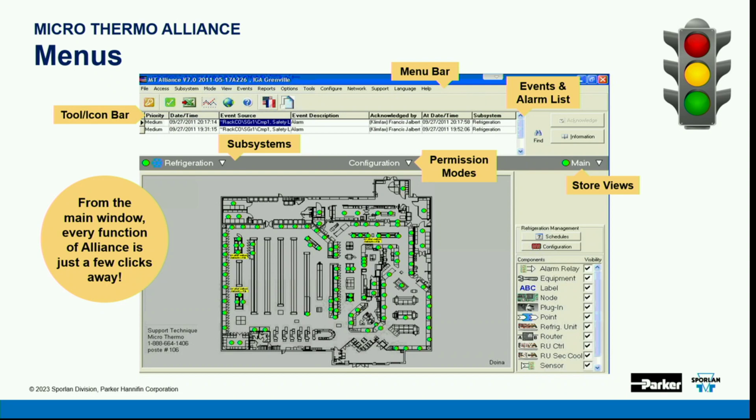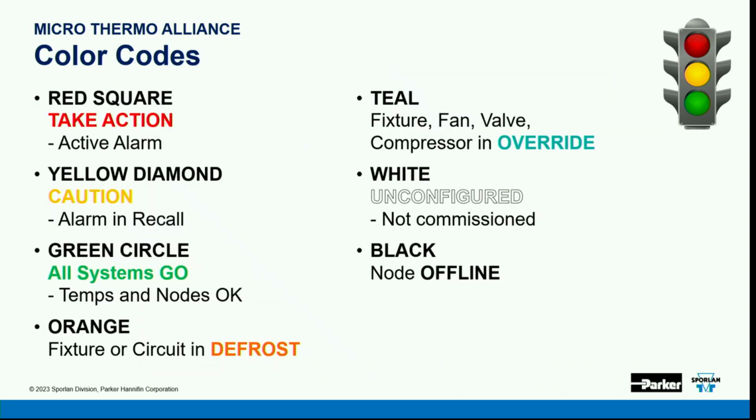Everything is working properly. Now, beyond those three colors of red, yellow, and green, we also have orange. If you see an orange halo around one of the virtual icons, that means that fixture or device is right now in defrost. If you see something in bright blue or teal, that means that fixture is in override. We chose that color because we want it to stand out from the floor plan so you don't forget that you left a fan permanently on or a fan permanently off, or you overrode the EEV fully open or fully closed.